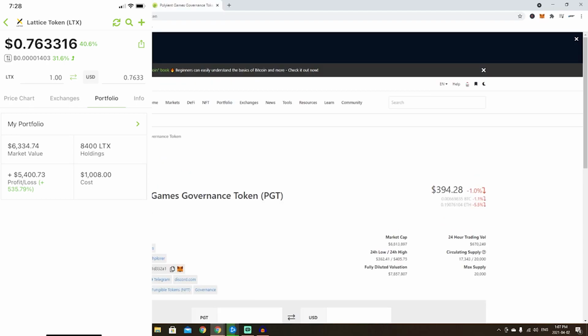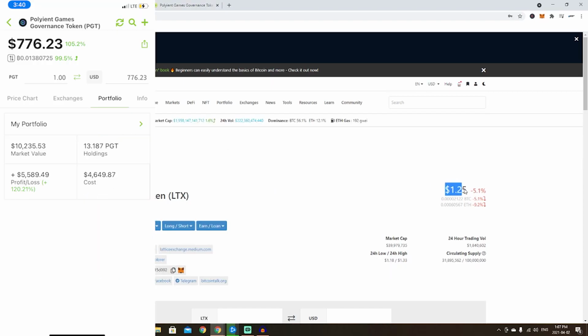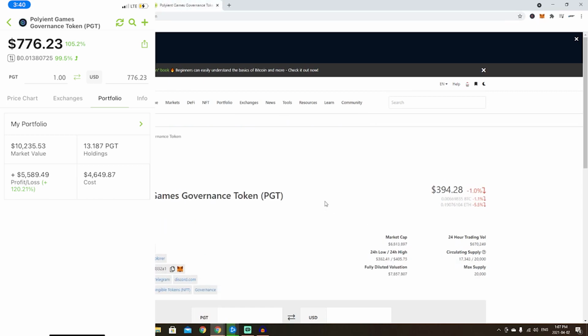The next thing I took out, I got about 6,000, 6,500 off Lattice, and then I put it into Polygon Games governance token. And this was before the dump happened. Now there was like an orchestrated dump from a Twitter user named Dan Crypto.